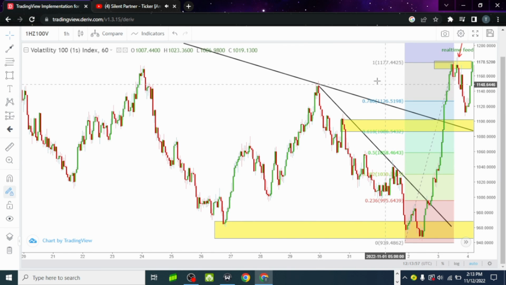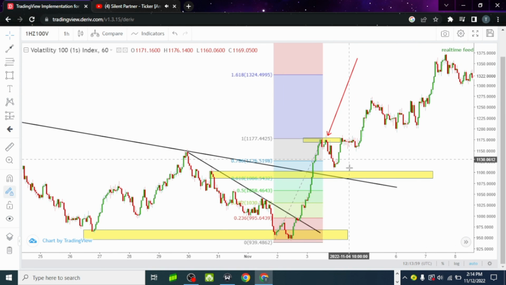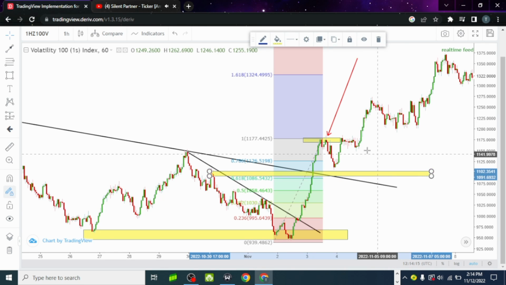Then it tested this golden ratio, as you can see here. The moment you see that the price has tested this ratio, or any point that is nearest to that zone here, you take your buy entries, and of course you put your stop loss slightly below any key level.